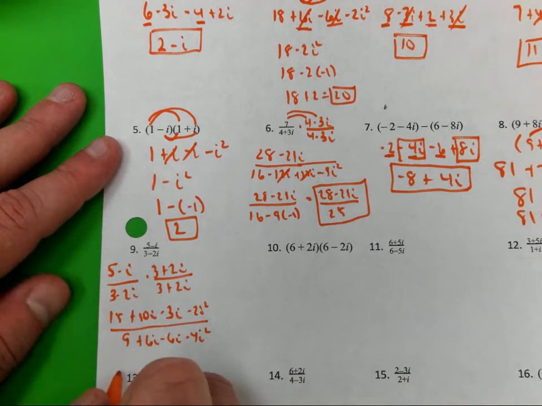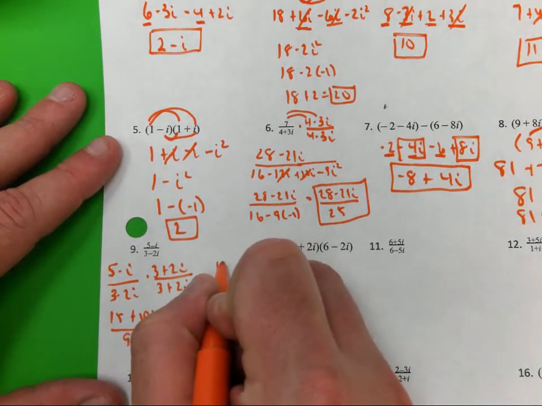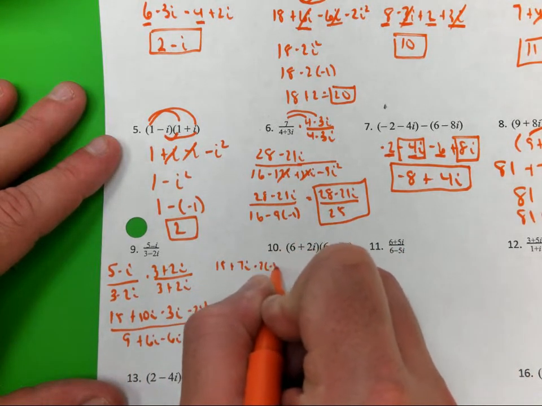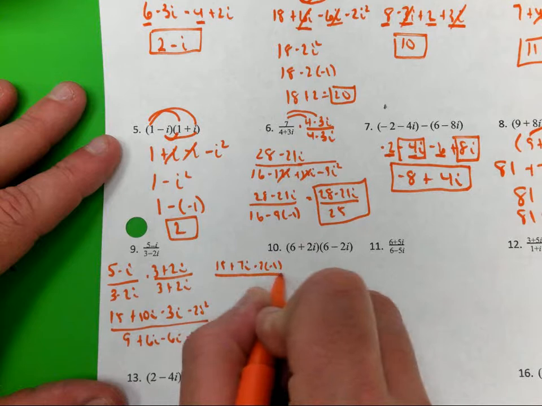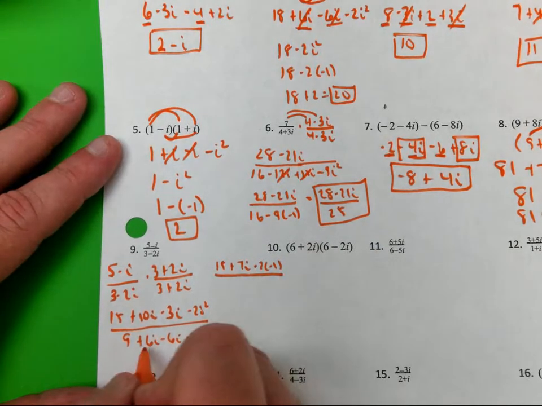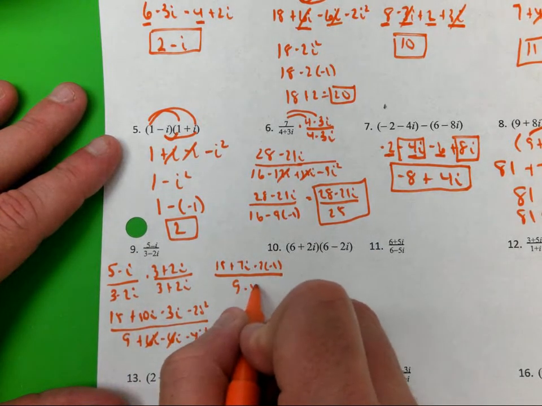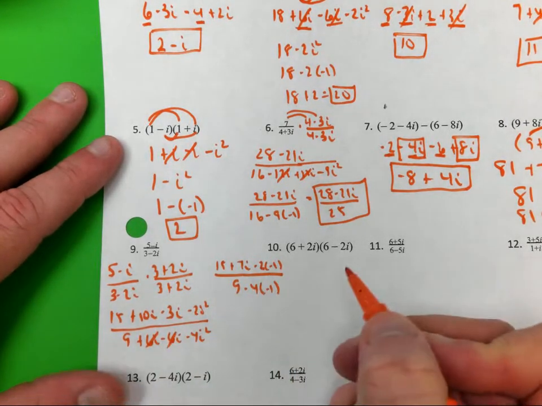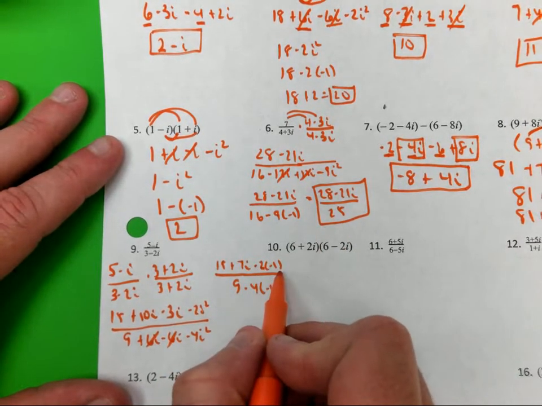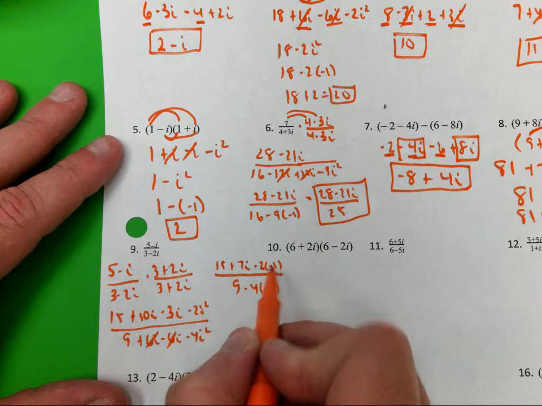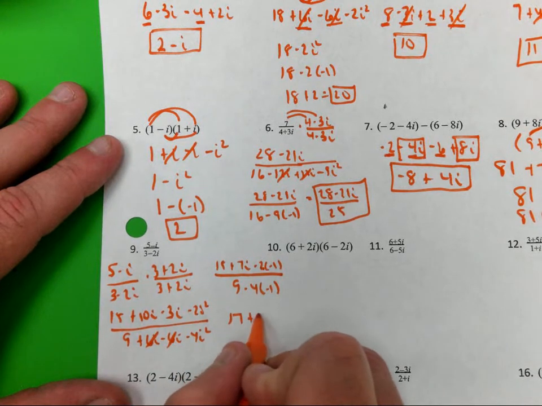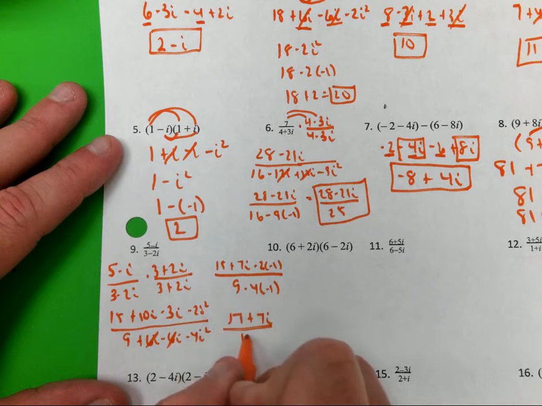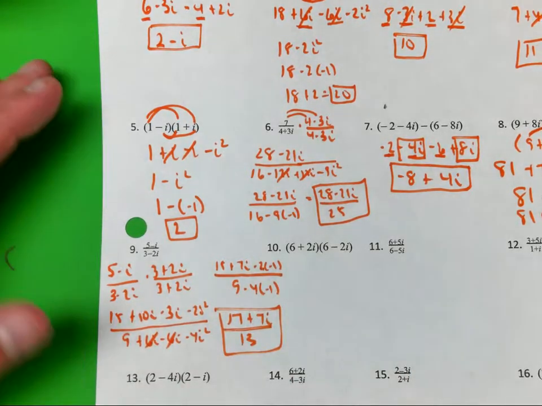Clean it up a bit. That gives me 15 plus 7i minus 2 times negative 1 because that i squared. These cancel out. I'm left with 9 minus 4 times a negative 1. This was a negative 2 there. So I got negative 2 times a negative 1 is a positive 2. So 2 and 15 gives me 17 plus 7i over negative 4 times negative 1 is positive 4 plus 9 is 13.